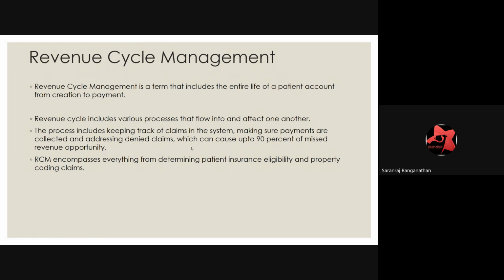Then RCM encompasses everything from determining patient insurance eligibility to proper coding of claims. So in this RCM management, they have some criteria to check the claims. They will check claim eligibility and insurance eligibility to process the claim. Because of that, they will avoid denials.